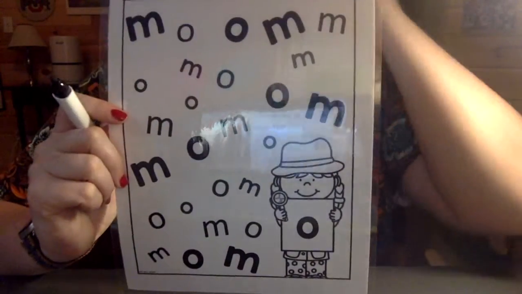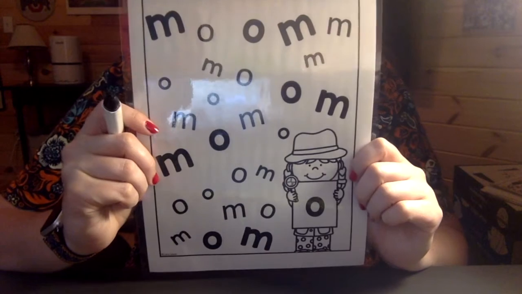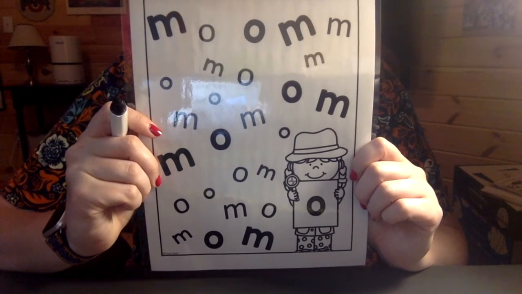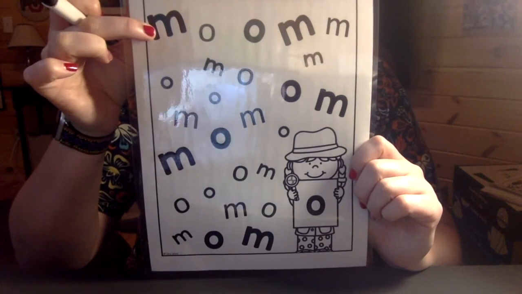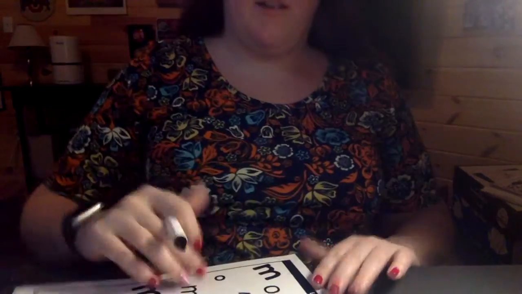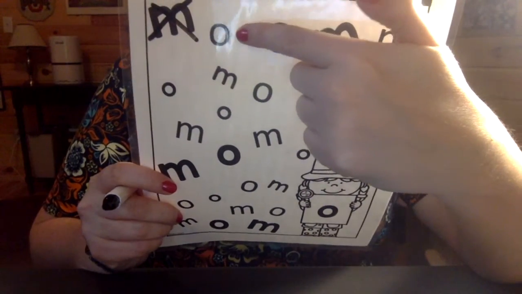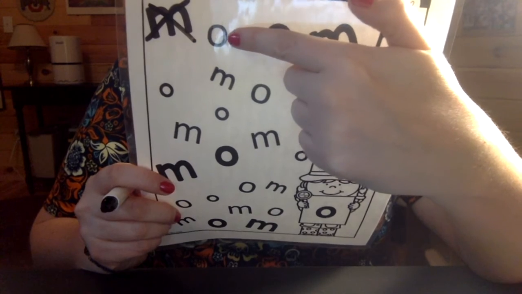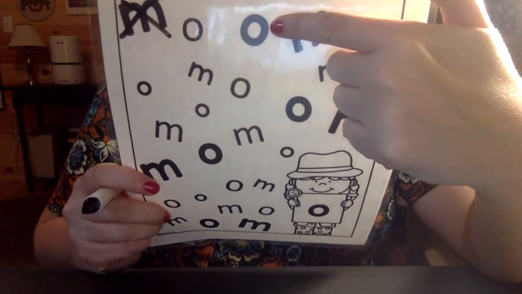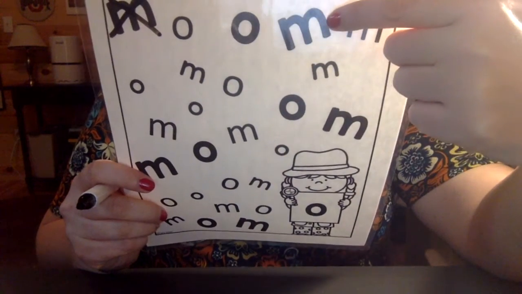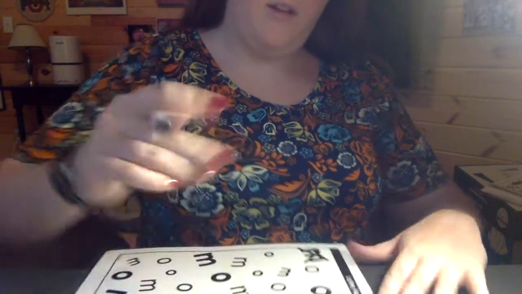Last thing for today, you are going to tell me, just like we did with uppercase and lowercase, is it an M or an O? If it's an M, we'll cross it out. If it's an O, we will leave it alone. Is this an M or an O? M. Is this an M or an O? O, we'll leave it alone. Is this an M or an O? O, we'll leave it alone. Is this an M or an O? M, we'll cross it out.